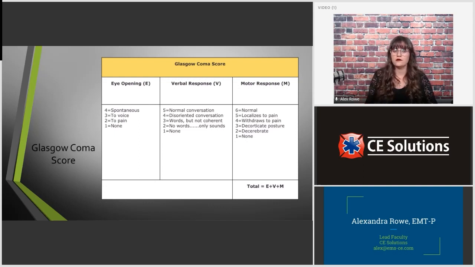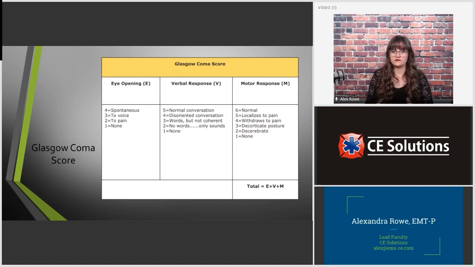Once we get to the verbal, this is where I kind of start with normal and then trend it downward. You have a normal conversation, so it's 5. Number 4, they're still talking, they can still produce words, but it's disoriented. That's how I make the difference between 4 and 3, because they're more pronounced words. They just make no sense. 3, there are some words, but it's slurred together or not coherent at all. Number 2 is no words, only sounds like grunting, moaning. And then, of course, 1 would be none.